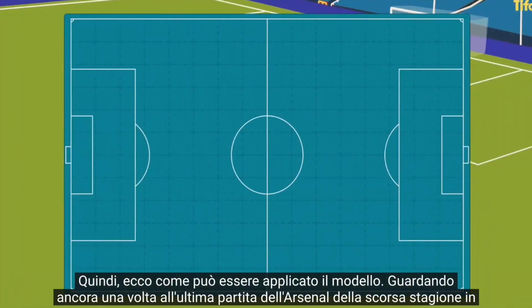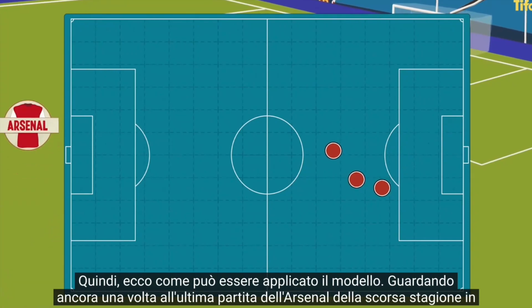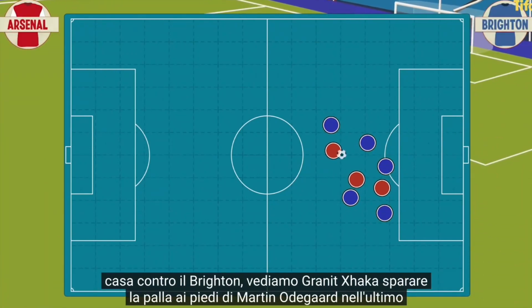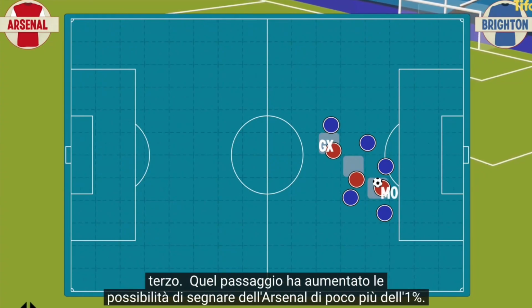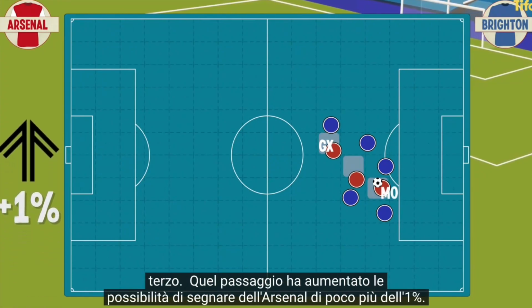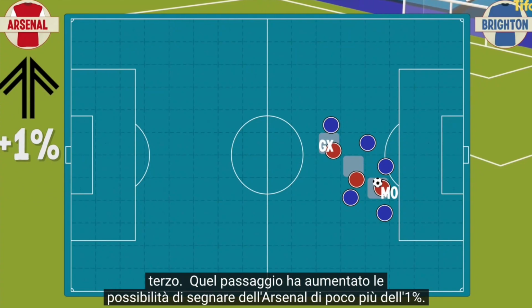So here's how the model can be applied. Looking at Arsenal's final game of last season at home to Brighton, we see Granit Xhaka fire the ball into Martin Ødegaard's feet in the final third. Now that pass increased Arsenal's chances of scoring by just over 1%.